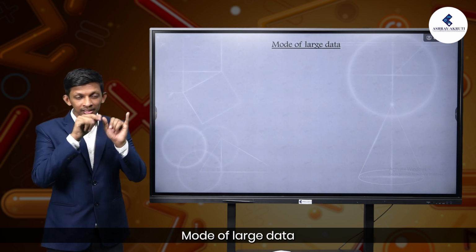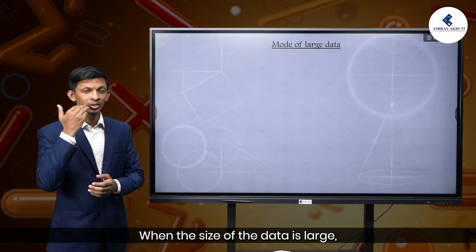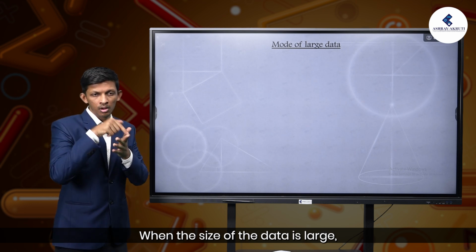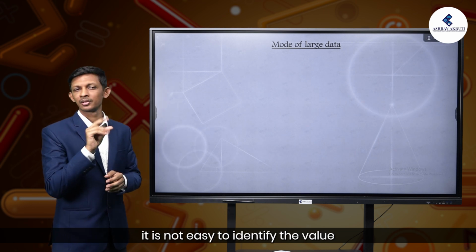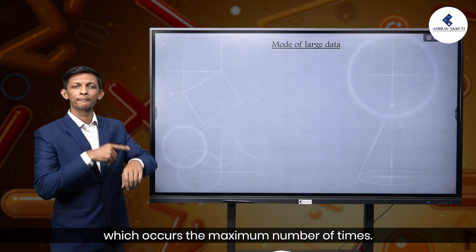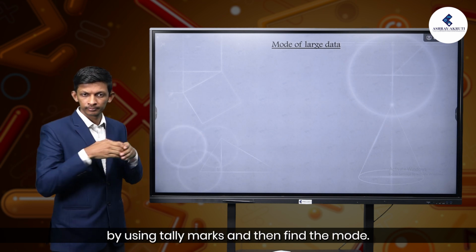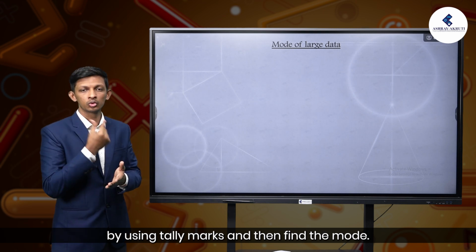Mode of large data. When the size of the data is large, it is not easy to identify the value which occurs the maximum number of times. In that case, we can group the data by using tally marks and then find the mode.